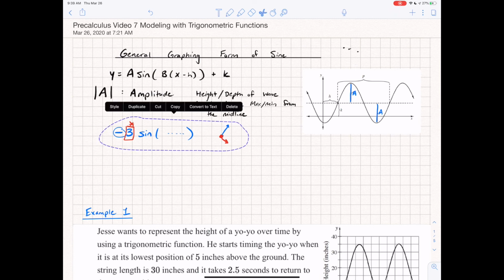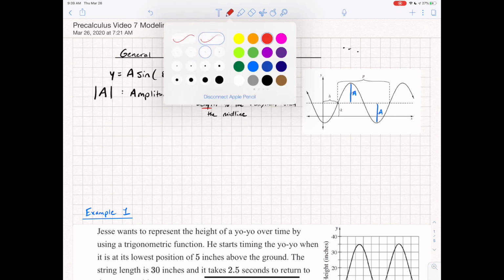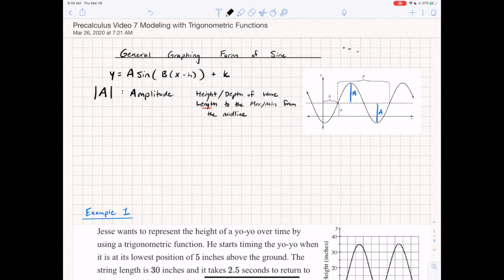All right, for now, I'm going to clear this off, because I'm going to move to the next part, just going from left to right in my definition, which is B. B stands for the angular frequency. This is the number of complete cycles in a normal period of 2 pi. So this means by definition that period, which I'm going to abbreviate as P, is equal to 2 pi divided by B. 2 pi divided by your speed, or how frequently you're completing your cycles.